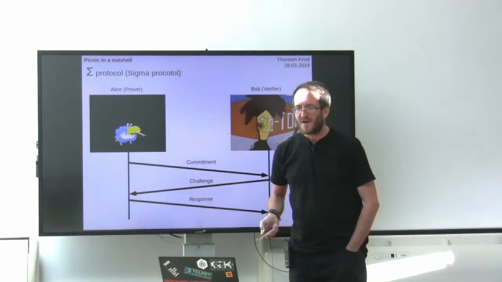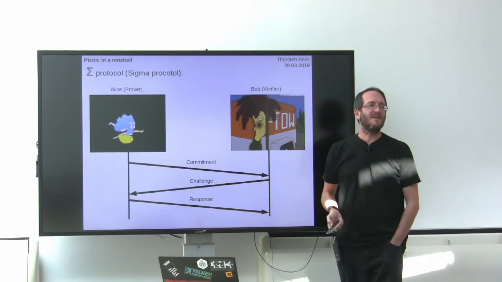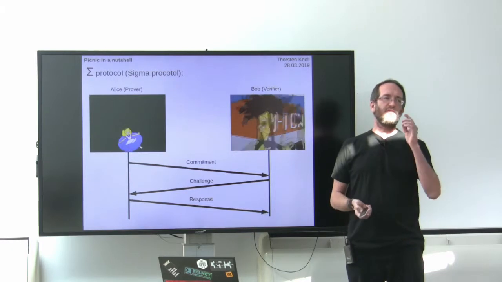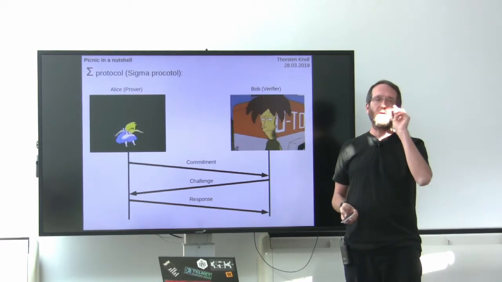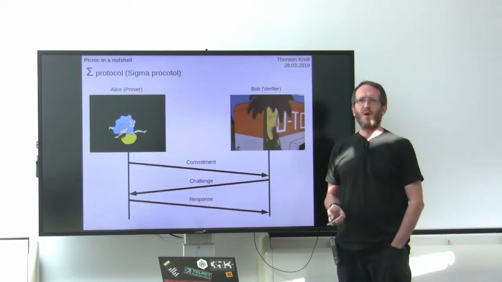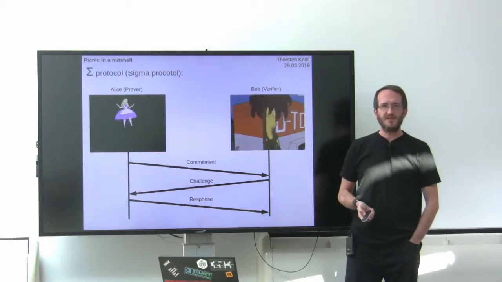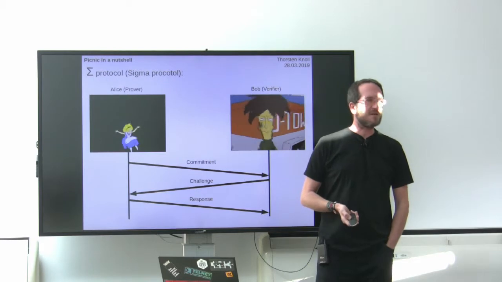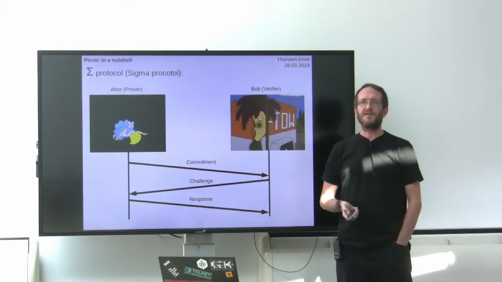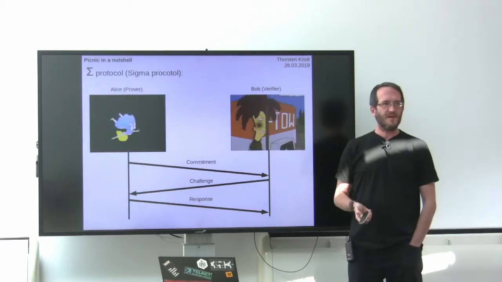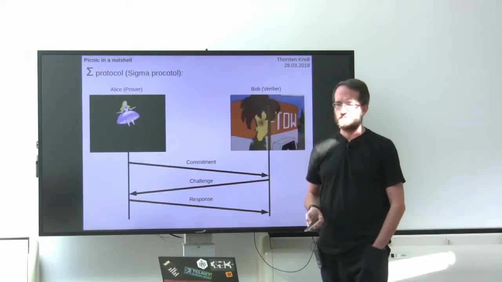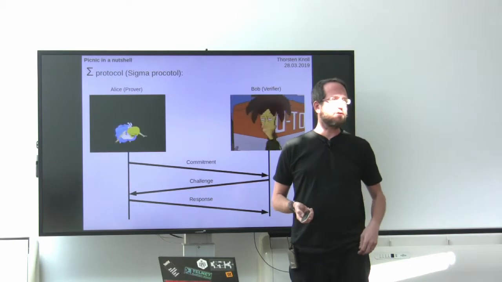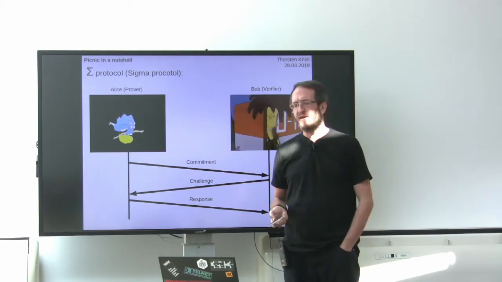So we have our lovely Alice and we have our lovely Bob, and they both communicate in a way we call the Sigma protocol. That's quite easy. It's three messages. It starts with a commit message, and then comes a challenge. And after the challenge, there gets a response, and that's the whole Sigma protocol. An easy example, if you want to look that up, is the Schnorr protocol. You can find it on Wikipedia.